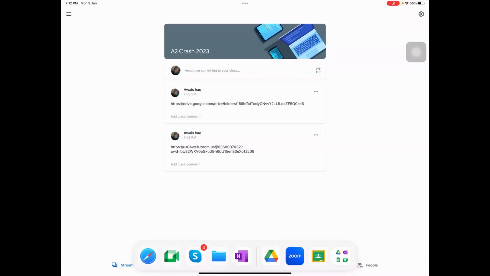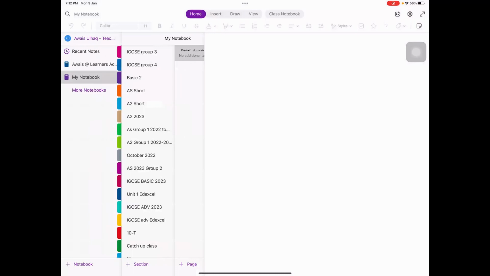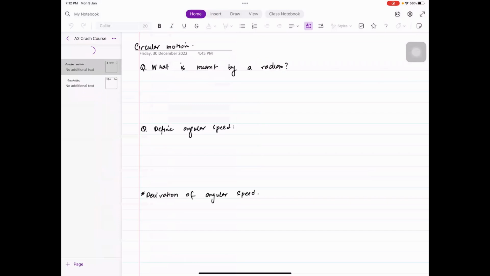So starting this, it's very important. You shouldn't miss any class from the crash course. I created a lot of these anyway. So today is circular motion.